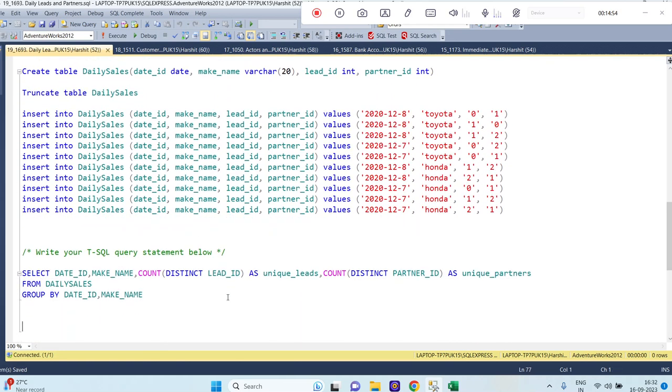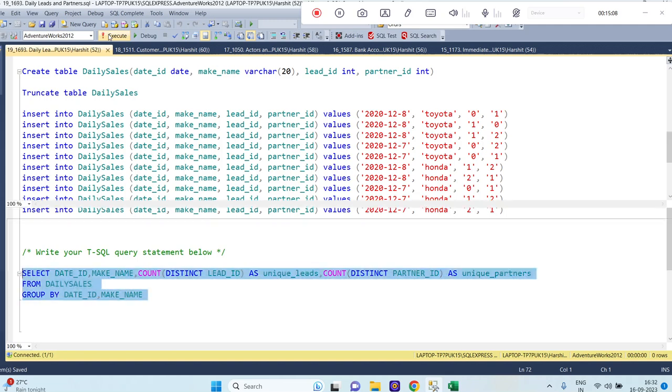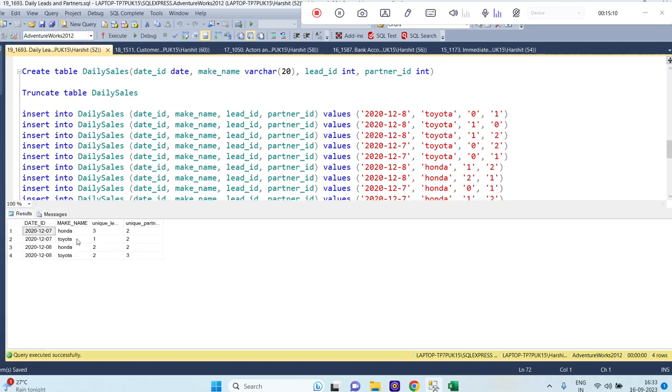So I have created the table and inserted the data into the same. Here we need to use date ID as well as make name, and then count of distinct lead ID and count of distinct partner ID, and we need to group by date ID and make name. So this will be our result set, right?